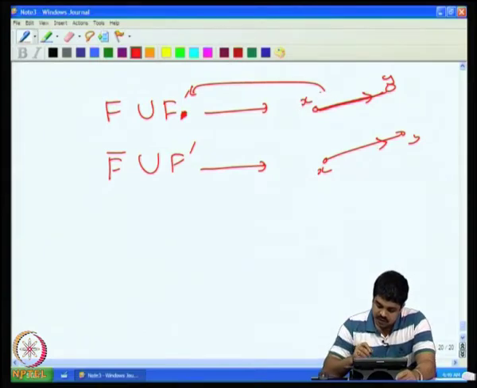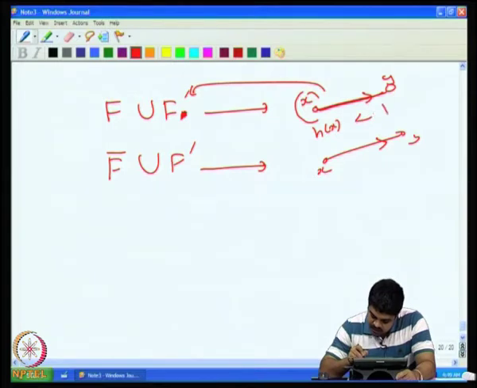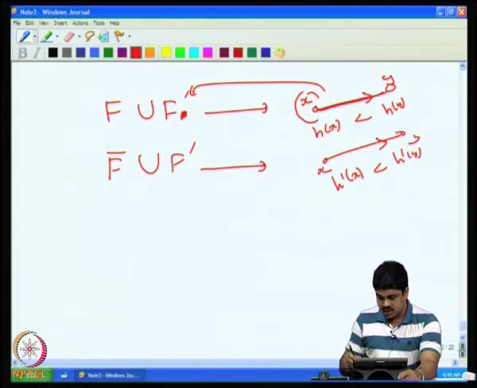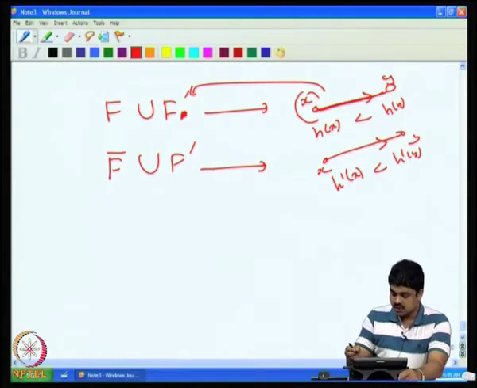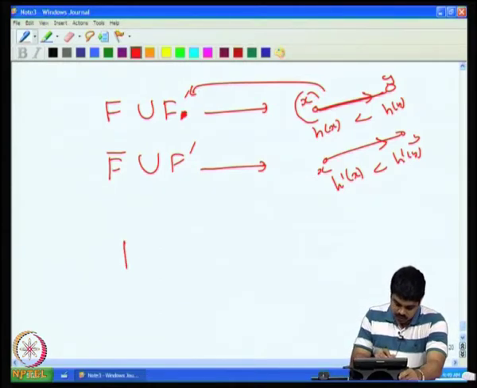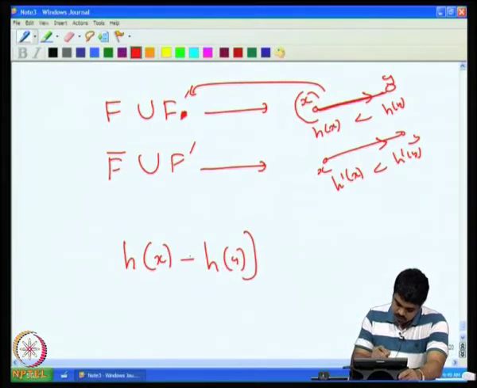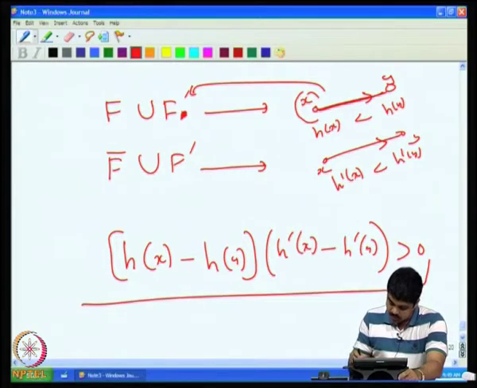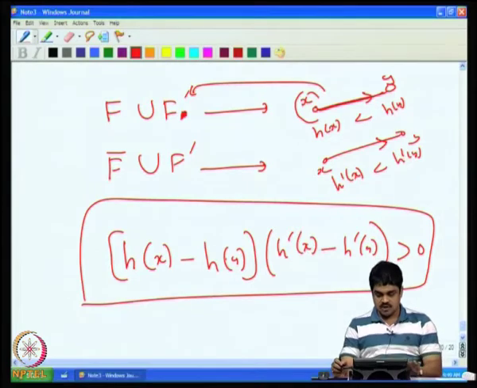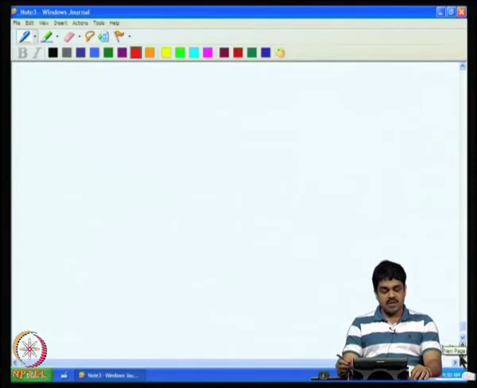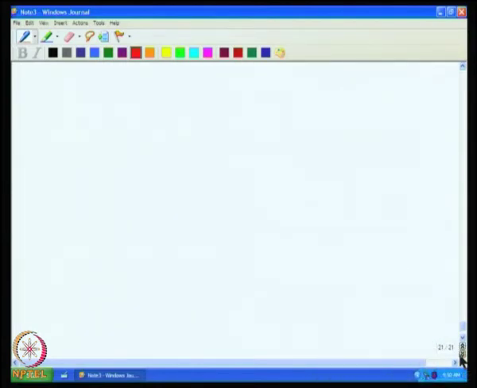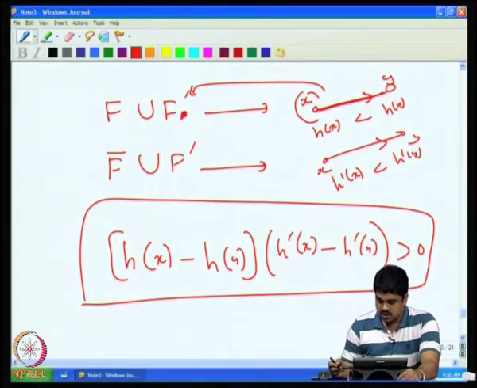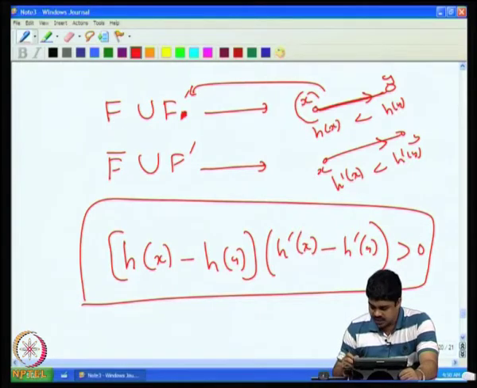So, if h of x is less than h of y here, then h dash of x will be less than h dash of y also, because the directions are the same. So, whenever there is a non-edge, h of x minus h of y, into h dash of x minus h dash of y, will be greater than 0, because they are either both positive or both negative, therefore the product is positive. Therefore, we can say that this property of the product being negative will happen only when x y is an edge. If x y is not an edge, that will not reverse. So, we have described now how a permutation can be constructed from the graph.